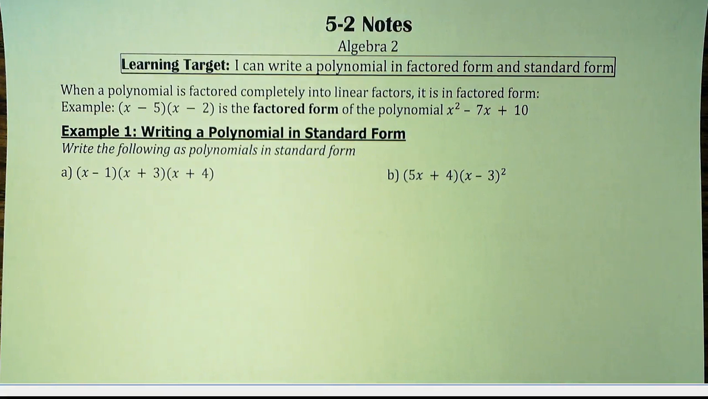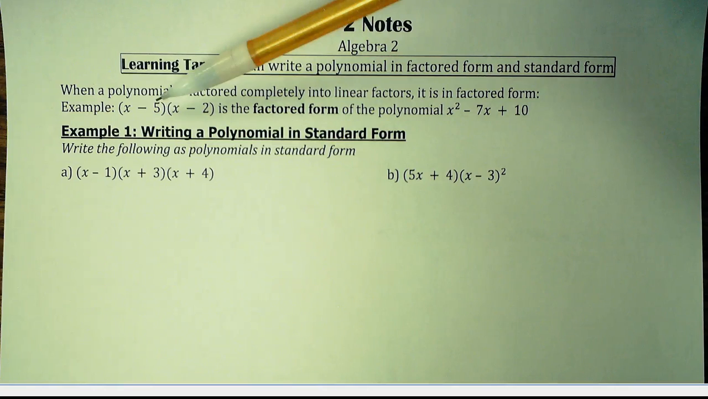All right, so we are going to write polynomials in factored form, standard form, and then we're going to talk about how to find zeros and also some little special cases with what we call a multiplicity. Okay, all we're going to do in the front, just have a little example.